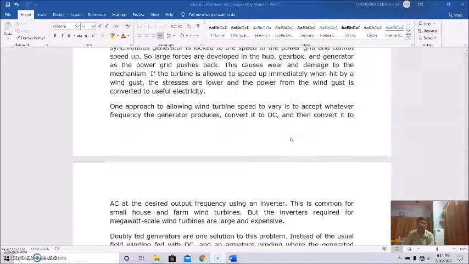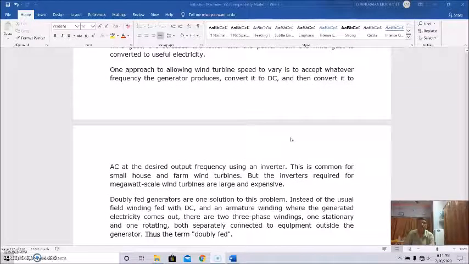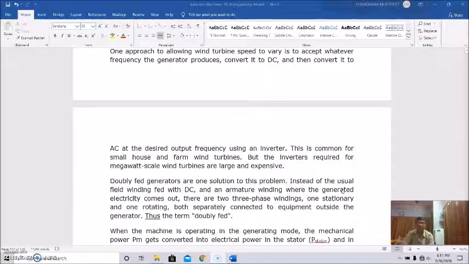The DC is then converted to AC at the desired output frequency using an inverter, and this is common for small house and farm wind turbines, but the inverters required for megawatt scale wind turbines are large and expensive. So doubly fed generators are one solution to this problem.